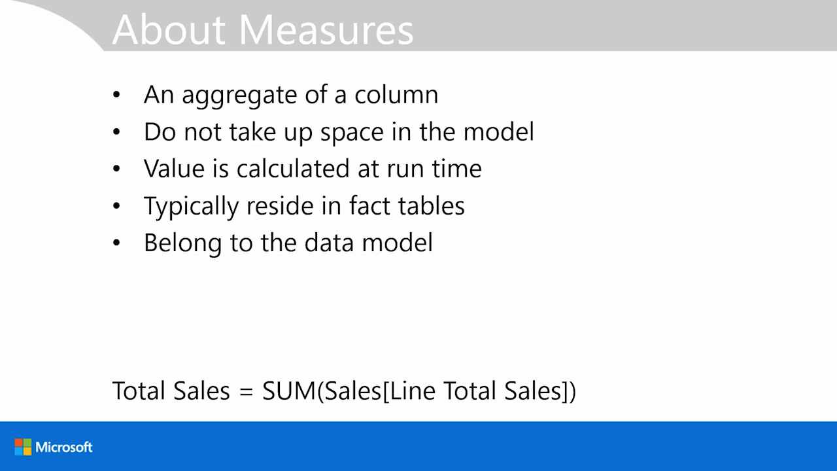Typically, measures reside in fact tables, although technically they belong to the data model itself, which means a few things. Measure names have to be unique across the entire database. So down below, we have a measure called total sales, which is just the sum of the line total sales. And we can only have one measure across our entire data model that is called total sales. And we could actually move that total sales measure to any one of the tables in our model that we want, and the calculation of its value will not be affected. And this is referred to as the home table.